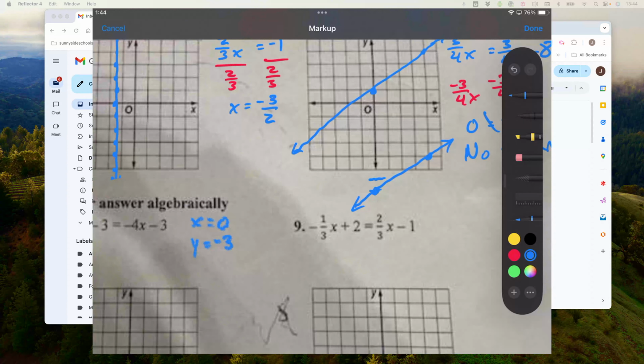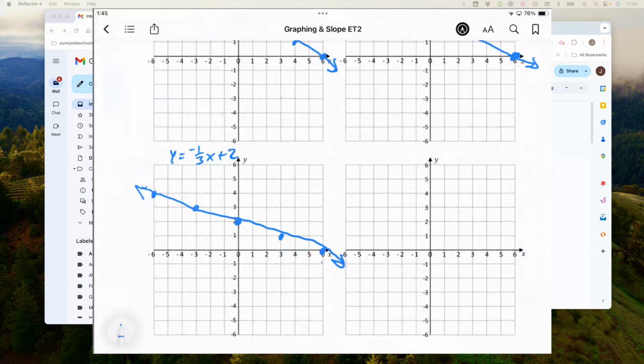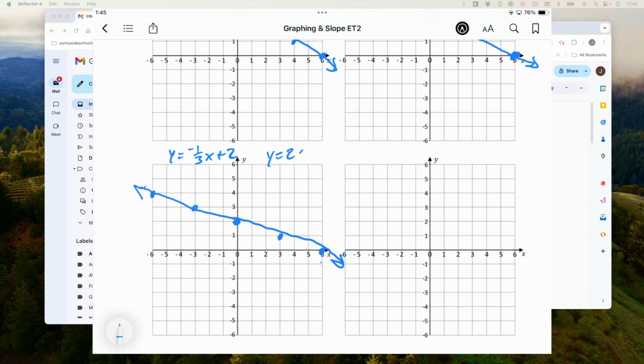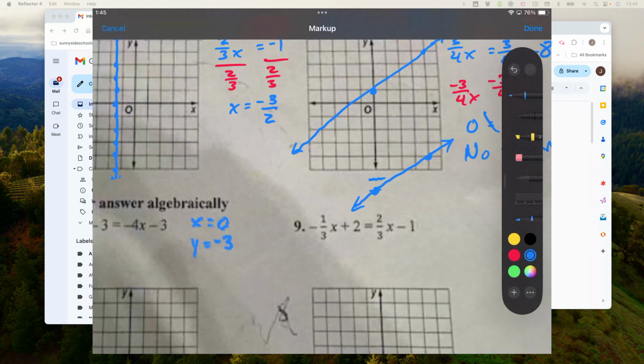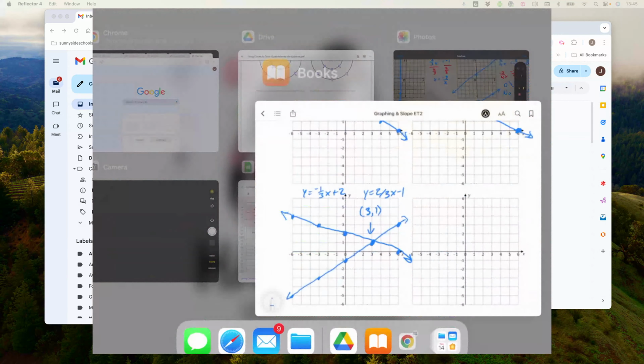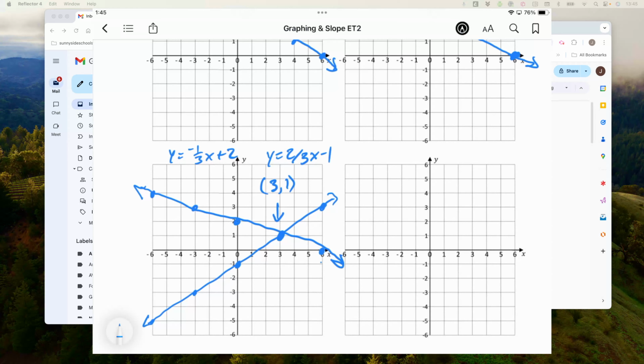And then our other one, 2/3 x minus 1. We would have negative 1, up 2, to the right 3. So they have an intersection there. The solution for this one is going to be right there at the point 3, 1. So that's how you would do that graph. I'll go back there so you can take a moment. If you need to pause, go ahead and do so.